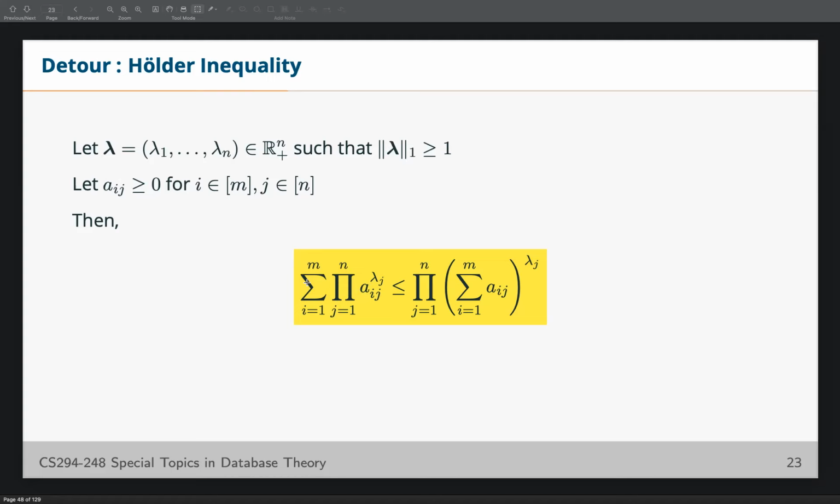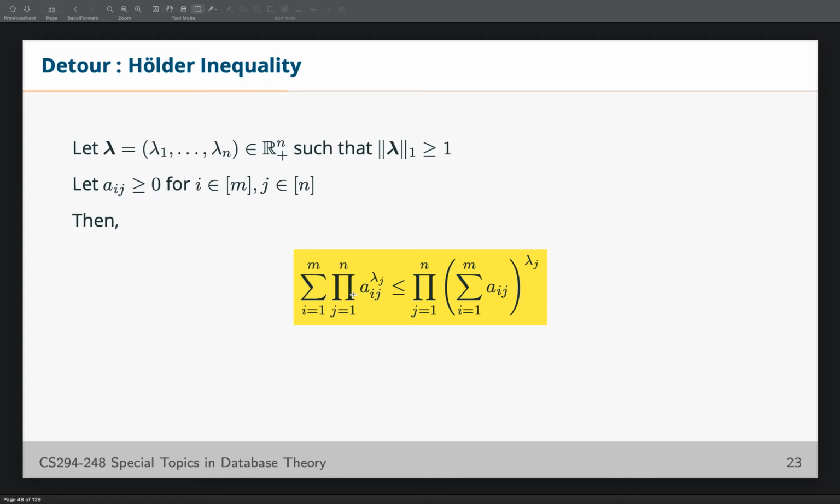Imagine, let's think about the case when n is equal to 2. That means there are only 2 columns, and then m rows. And then we have 2 coefficients, lambda 1 and lambda 2: lambda for column 1 and lambda for column 2. So you should think of this quantity as kind of the dot product of those 2 columns, but column 1 is raised to lambda 1, and column 2 is raised to lambda 2.